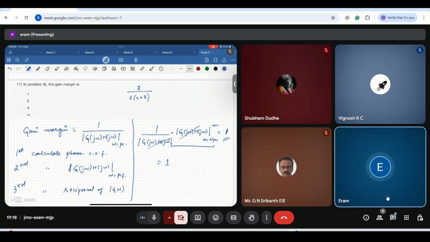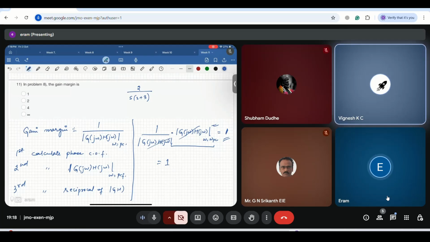You can calculate this question orally. You need not calculate anything, because what was your phase crossover frequency? It was infinity. Now put infinity in this transfer function. What will you get? 1 by infinity is 0, so the magnitude is 0. And you have to calculate its reciprocal. Reciprocal of 0 is 1 by 0, that is infinite.